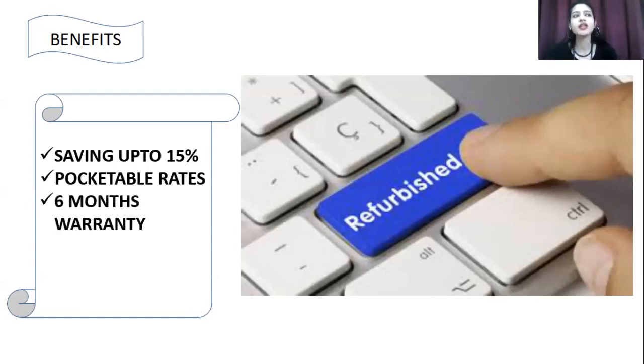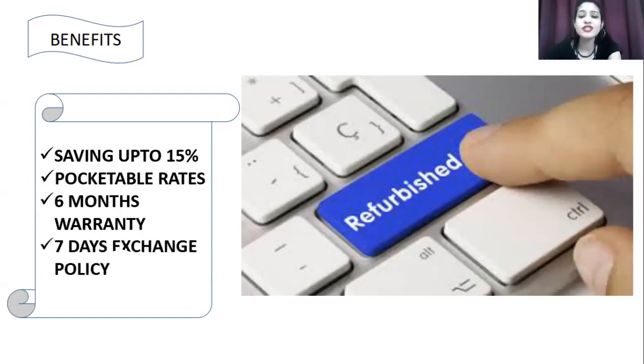Talking about the warranty period, we have seen that once a phone has been pre-owned, it usually does not get a warranty. But on the site where it is conditioned as refurbished, especially the site we are talking about right now, there is a 6 months warranty as well as a 7-day exchange policy. These are the two additional benefits of this site.